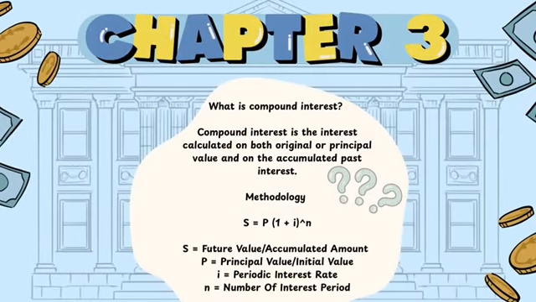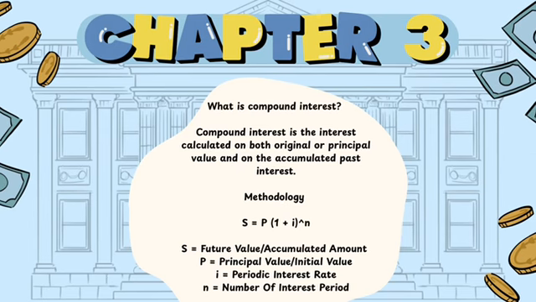In this slide, we are going to present chapter 3, which is compound interest, and chapter 4, which is annuity. Chapter 3. What is compound interest? Compound interest is the interest calculated on both the original or principal value and the accumulated past interest. In this chapter, we will use the formula S equals P times (1 plus I) to the power of N. S stands for future value, P stands for principal value, I stands for periodic interest rate, and N stands for number of interest periods.